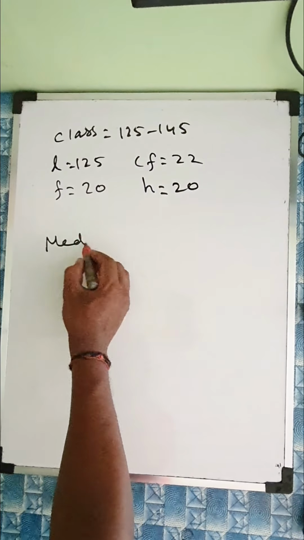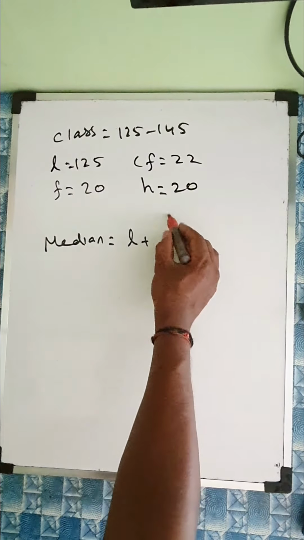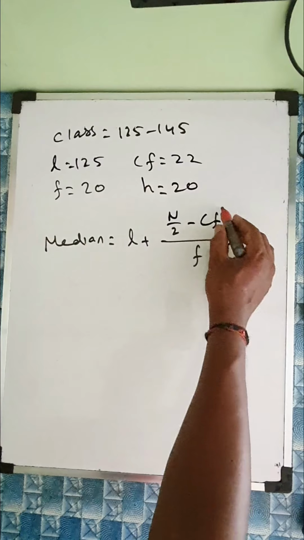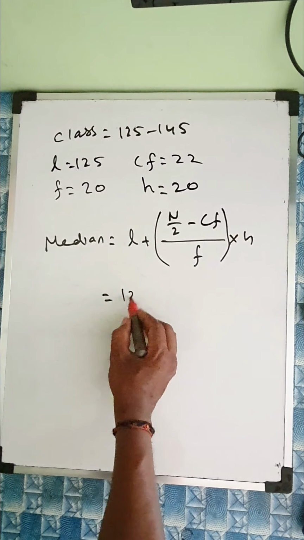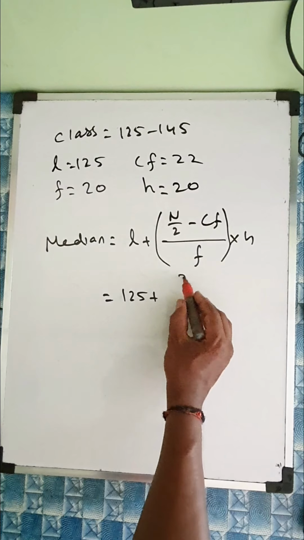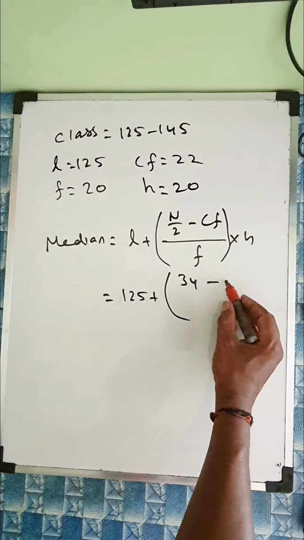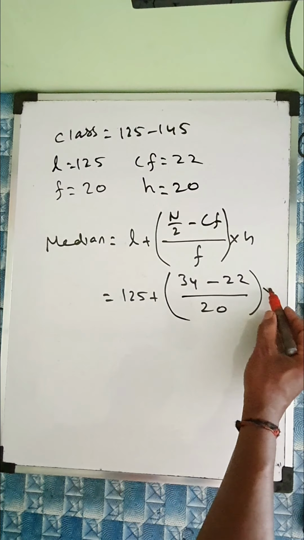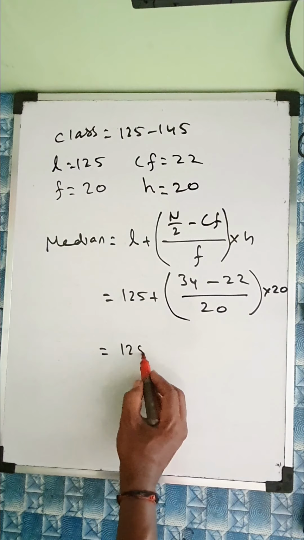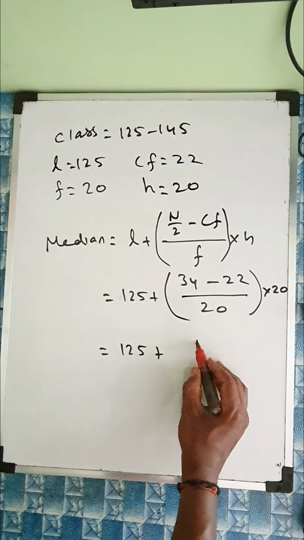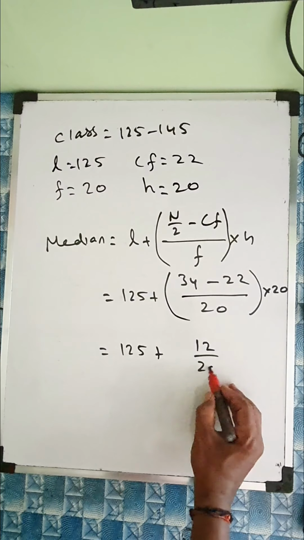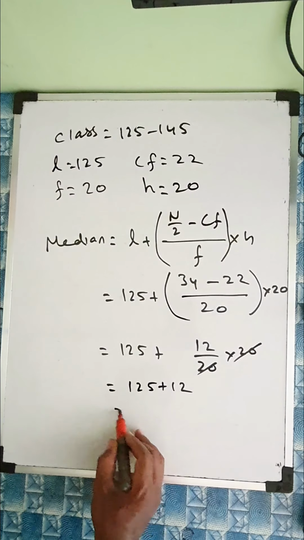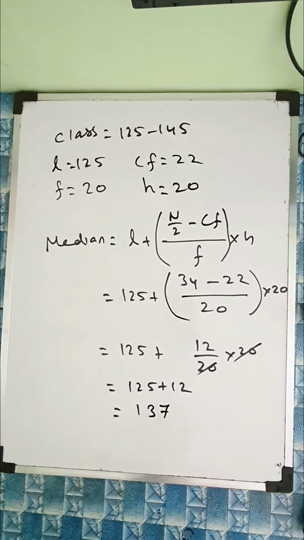Median equal to L plus n by 2 minus CF by F into H. So L is 125, n by 2 is 34, minus CF is 22, divide by F is 20, and H is also 20. So 125 plus 34 minus 22 is 12. We can write again 20 here, and this 20 is also here, so we can cancel this 20. So 125 plus 12 will be 137.